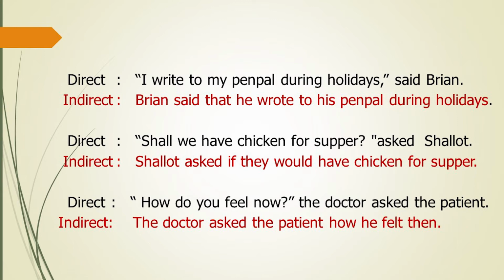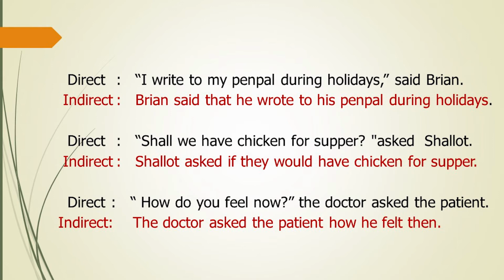So Brian said is our speech tag. The that is acting as a conjunction. Remember that. Brian said that he wrote to his pen pal during holidays. Example 2, the direct statement is, shall we have chicken for supper? asked Charlotte. That is also direct speech pattern 2. So the answer is, Charlotte asked if they would have chicken for supper. Our conjunction in that statement is if. Charlotte asked is our speech tag. Then the reported speaker's words are, they would have chicken for supper.